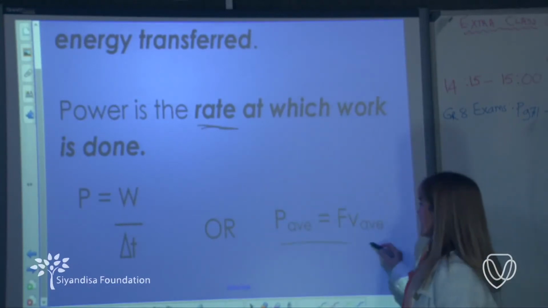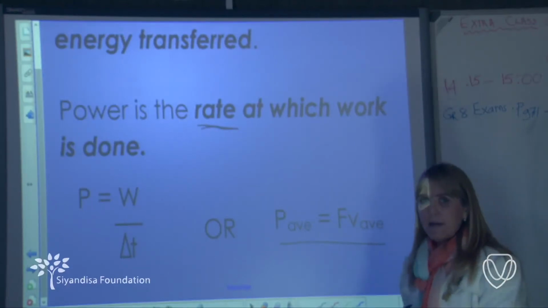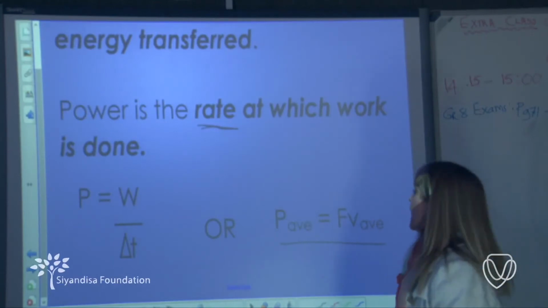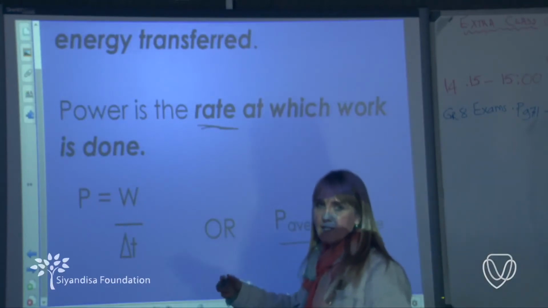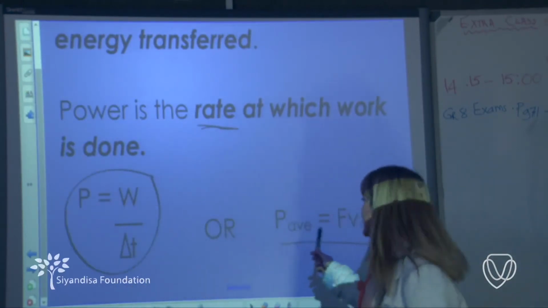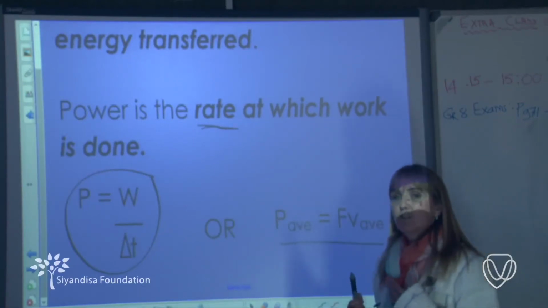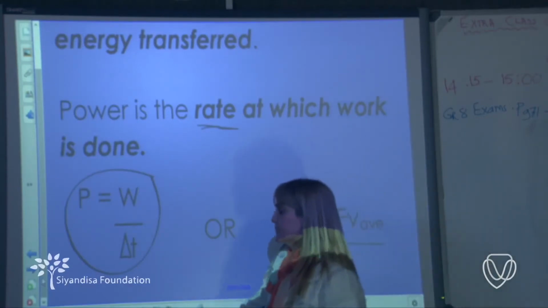We also have a second equation for power. P average is equal to the force that's being applied times the average velocity of the object. We often tend to forget about this equation. We get very caught up when we're calculating power in the other equation, and we forget that this is a very useful little equation that we can use. But I'm now going to do examples where we incorporate all of these different equations.